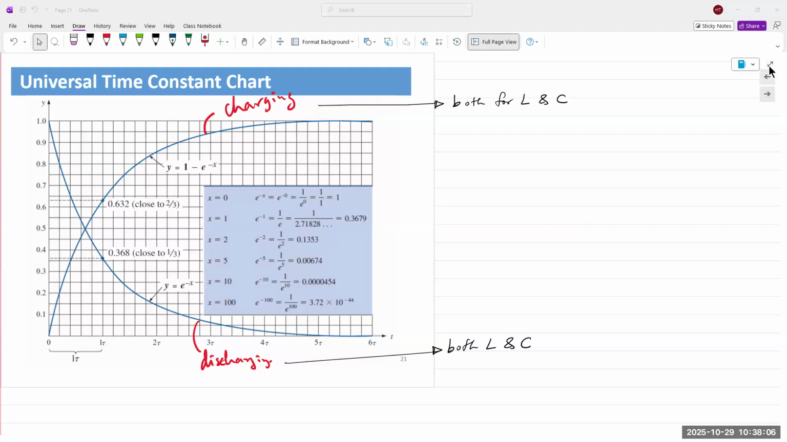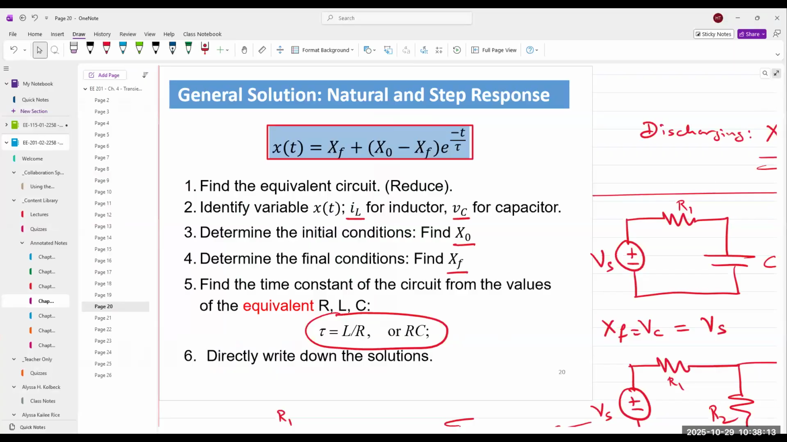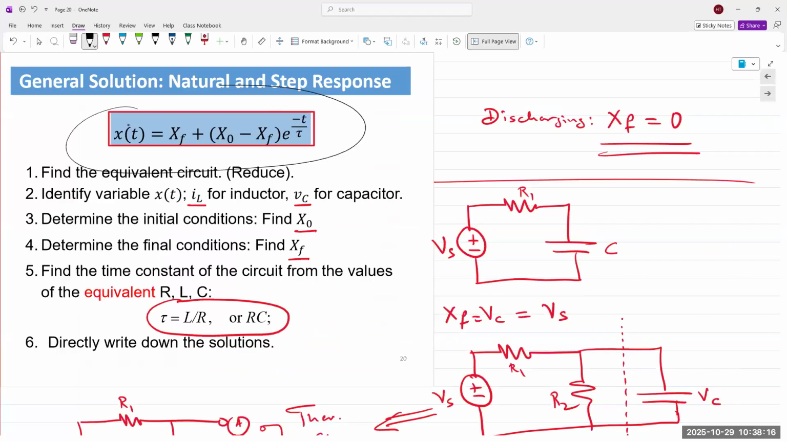Hence we can describe all of this by one single equation. That single equation is here. X of t, and again, it's a function of time. That X could be voltage, it could be current, either V or I. If you're trying to describe it for an inductor, we talk in terms of current, so I, and for a capacitor in terms of V, the voltage. So X of t could represent V of t, or it could represent I of t.